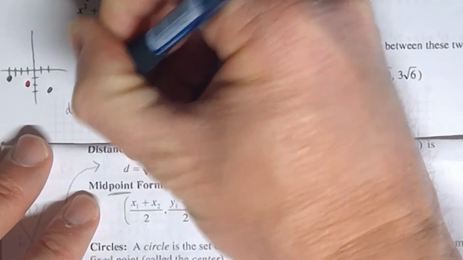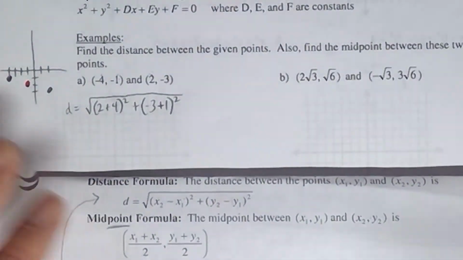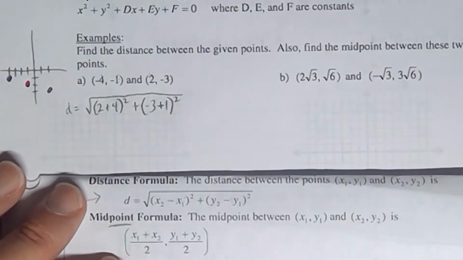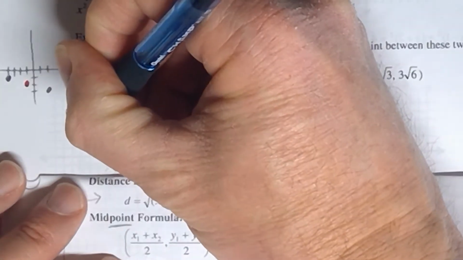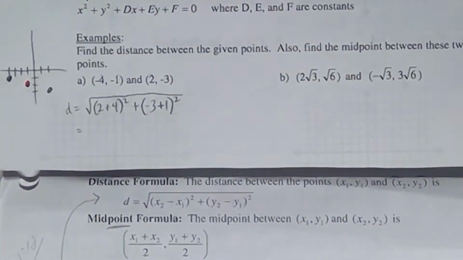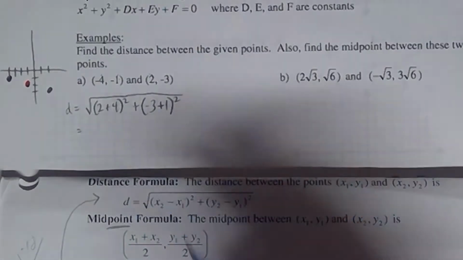Okay, so this is the distance. How do we figure this out? Well, we do order of operations is what we do. Okay, that means when you do order of operations, you have to do the inside of a radical before you can actually calculate the square root itself.